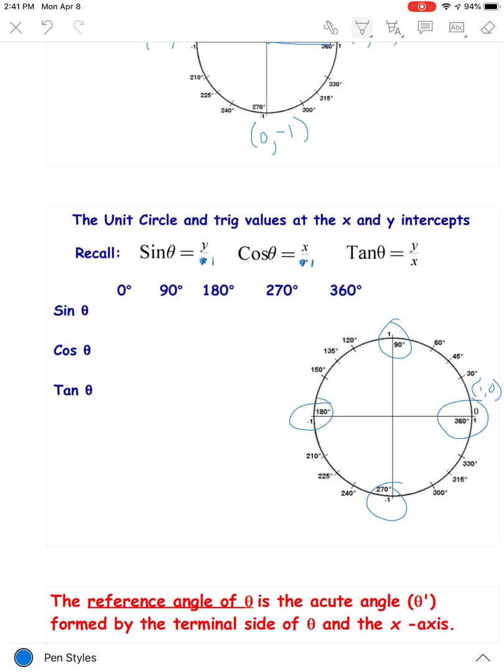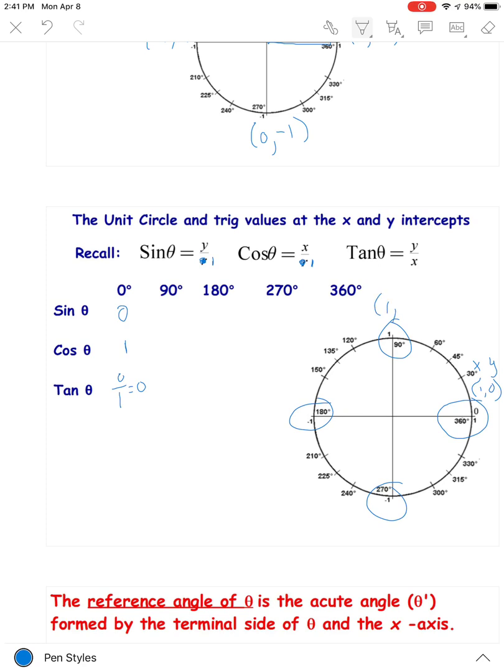So for example, the sine of 0 degrees is 0 because the y value at that point is 0. The cosine of theta is 1 because the x value of that point is 1. The tangent, remember, is y over x, so I'm going to take the y value of 0 over the x value of 1 and get 0.